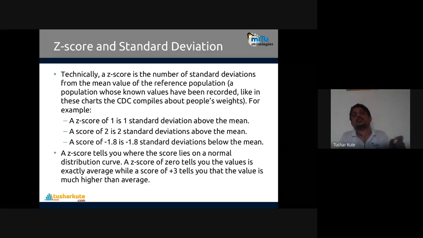And if you have minus 1.8, then we have 1.8 deviations below the mean, because this value is negative. With this negative value, we identify that it is not above the mean, it is below the mean. Fine. So the Z score tells you where the score lies on the normal distribution curve. A Z score of 0 tells you the value is exactly average, while a Z score of plus 3 tells you the value is much higher than the average. A 0 value is at the center, meaning it's exactly the mean.